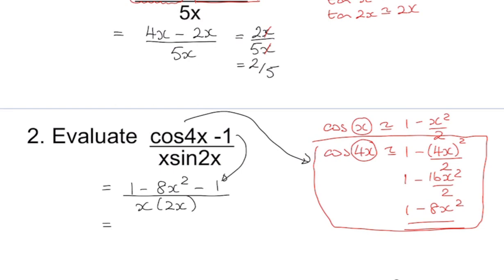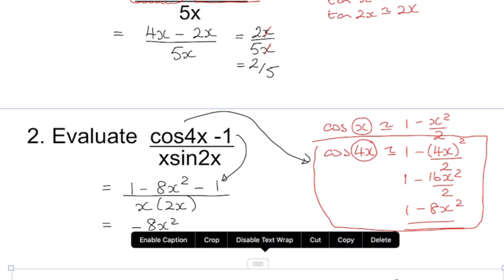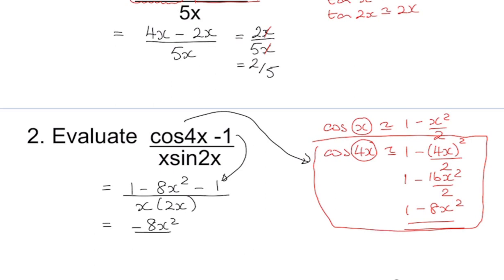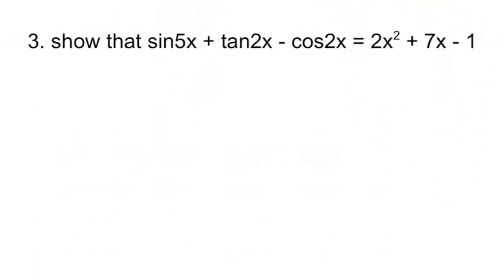Let's sort that out. So on the top you've got minus 8x squared, because 1 minus 1, and on the bottom you've got 2x squared, and you can see that's going to end up as negative 4. And you can test this with your calculator. If you type in cos of 4x minus 1 over x sine 2x, and you substitute a value for x that is very small, and as long as you calculate it in radians, then you will get something that is close to negative 4.